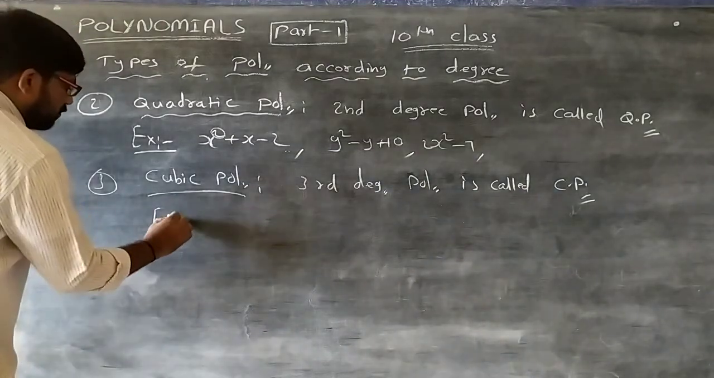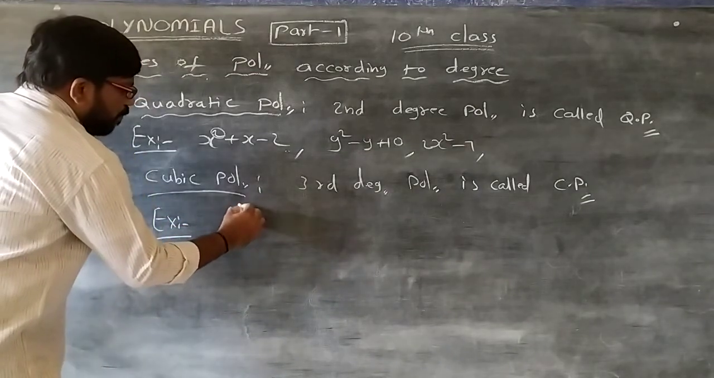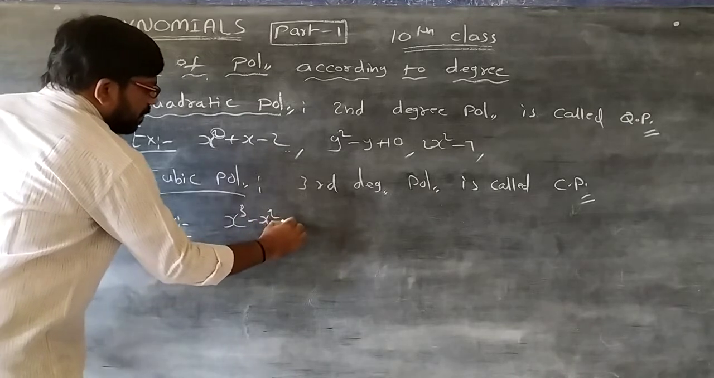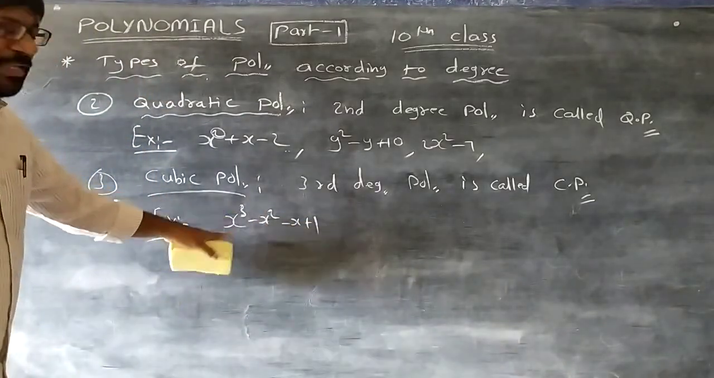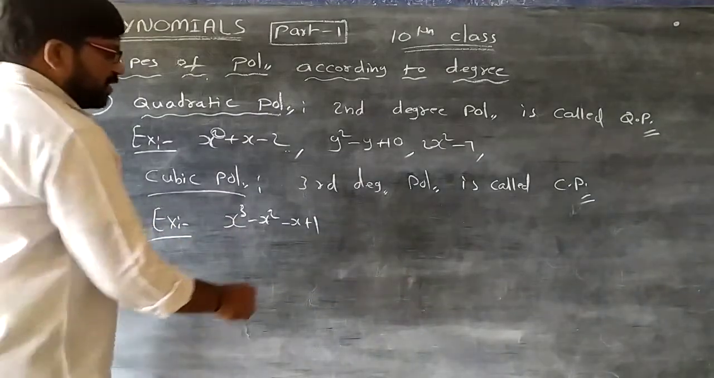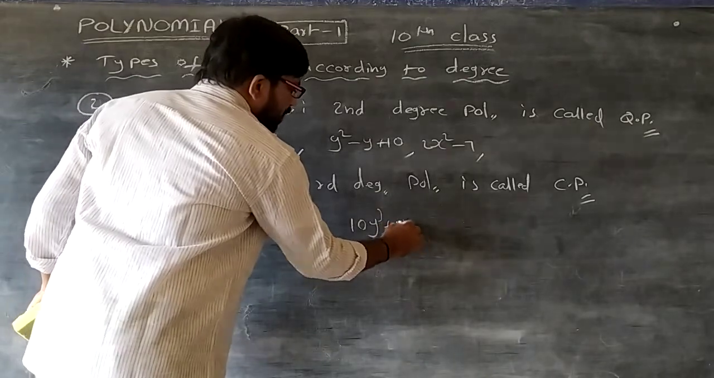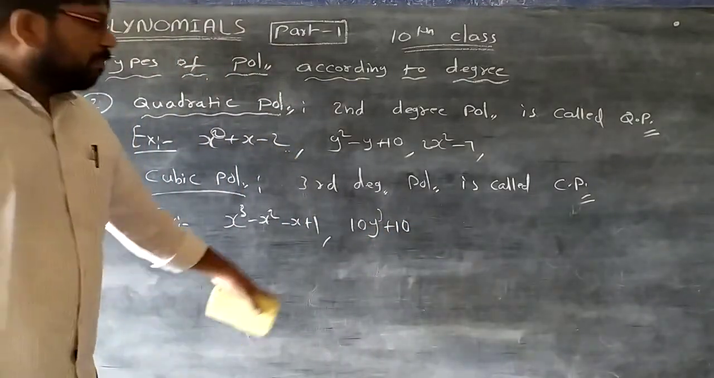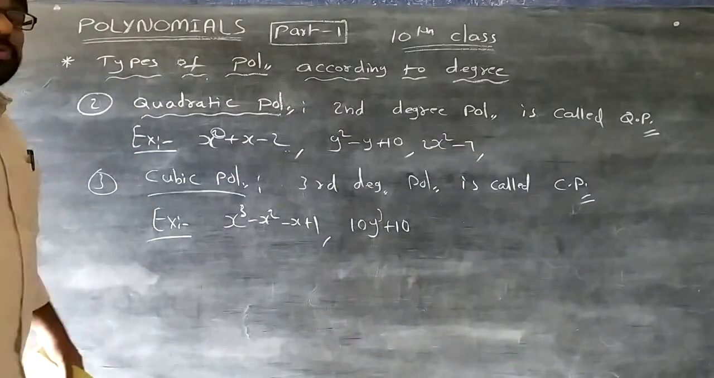Example. See, x cube minus x square minus x plus 1. Its degree is 3, so it is a cubic polynomial, right? And one more example, 10y cube plus 10. It is also a cubic polynomial because its degree is 3, right? So that is cubic polynomial.